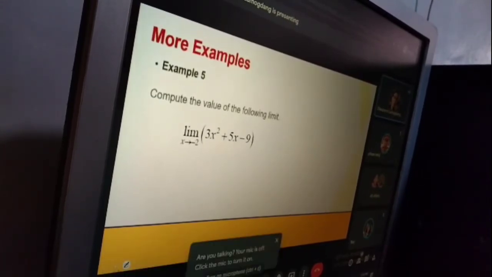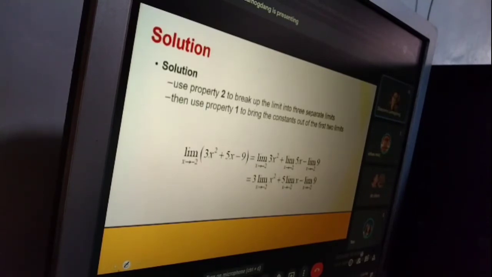Example 5. Compute the value of the following limit. So this is a rational expression. The limit of 3x squared plus 5x minus 9 as x approaches negative 2. So this is the sum or difference of three functions, no? So ang gagawin natin, ihiwalay natin. Okay, so ito siya. Limit ng 5x as x approaches negative 2, and the minus limit of 9 as x approaches negative 2.